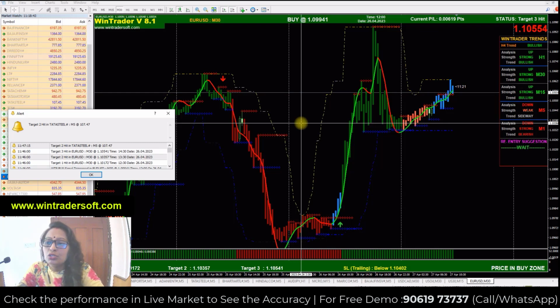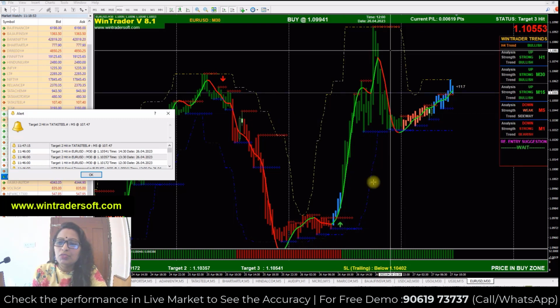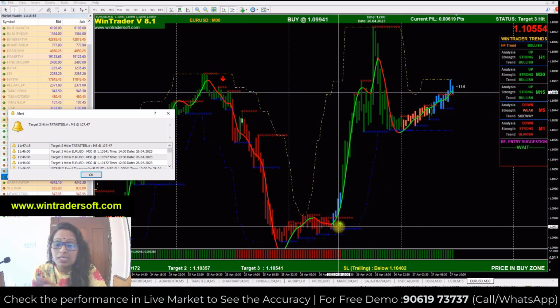So I will explain how to follow the confirmation, that is, how to check the confirmation signal. You can see last time we got a buy signal, and it already went up; this green up arrow is a buy signal. Once the signal comes, first the arrow will come, and after that you have to check the confirmation.